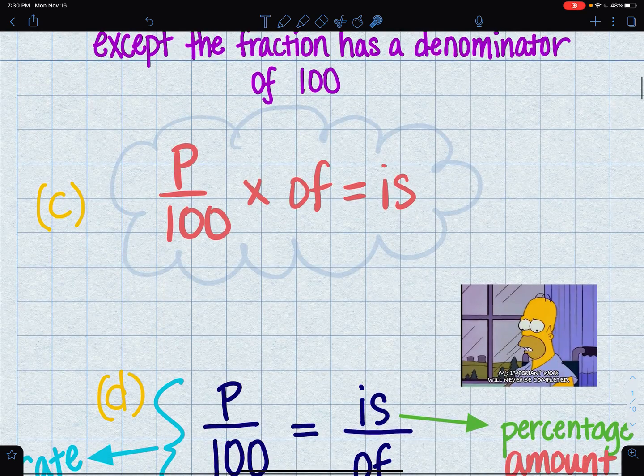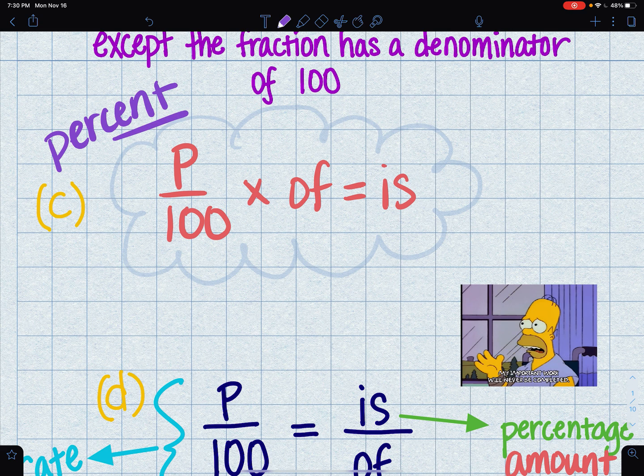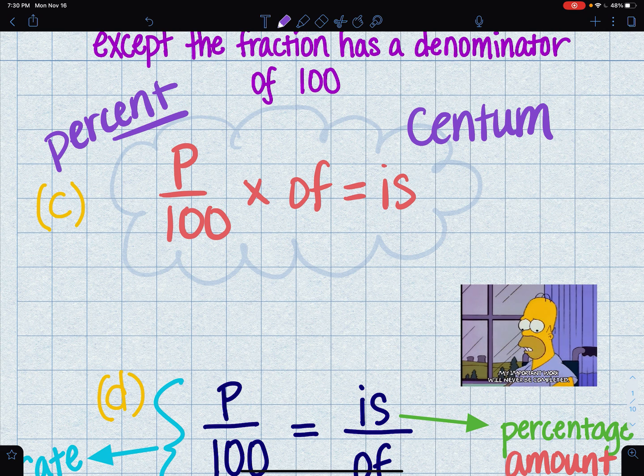In fact, they mention this in the text: the word percent, you notice, has the word cent in it. And that comes from the Latin word centum, and it literally means by the 100. And that's why there are 100 cents in a dollar, and that's why percent is a number out of 100.